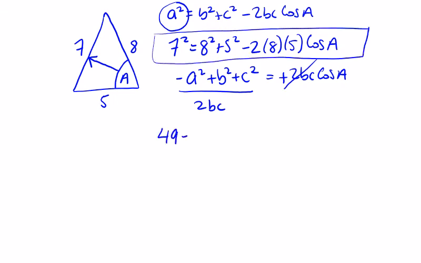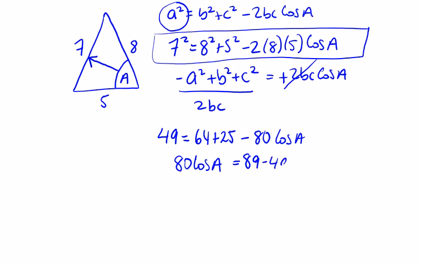So we're going to get 49 equals 64 plus 25 minus twice by 8 by 5, which is 80 cos A. So bringing the 80 cos A to the left, if you want to just do it one simple step at a time, 80 cos A is equal to 64 plus 25, which is 89, minus 49. So cos A is equal to 40 over 80, which is equal to 1 over 2.